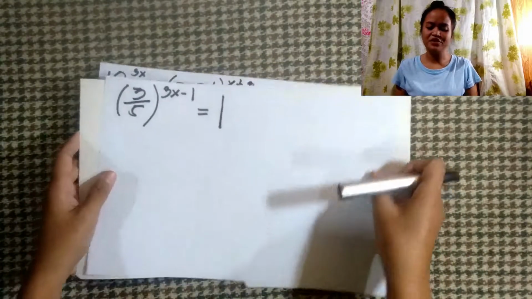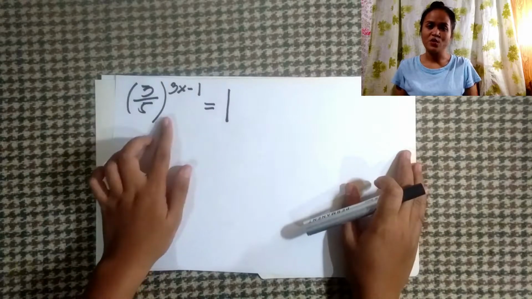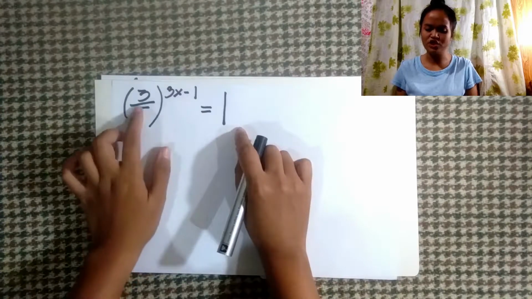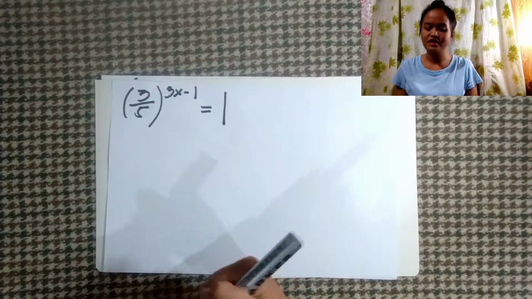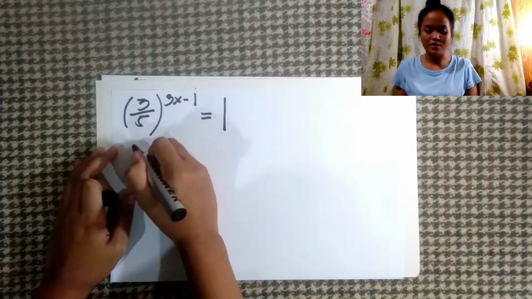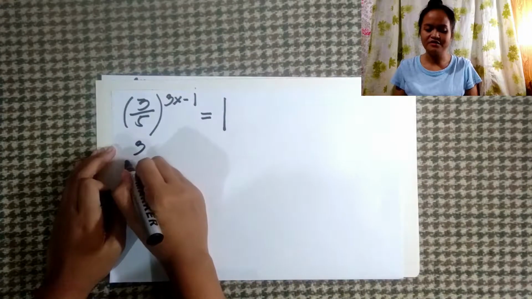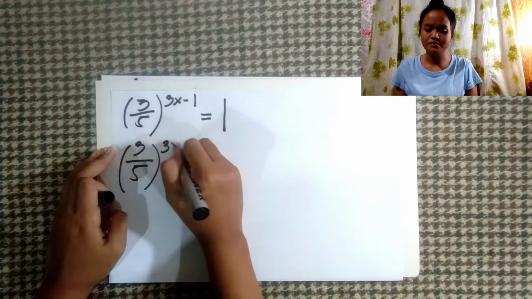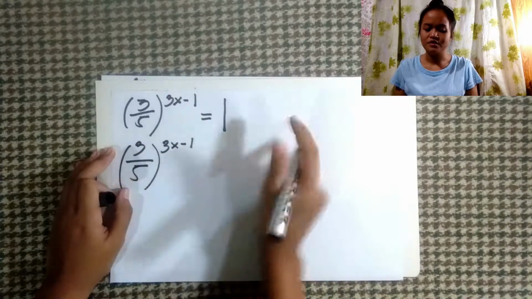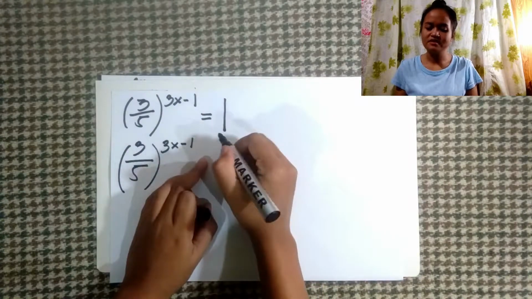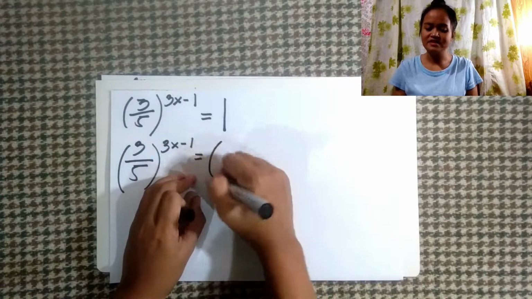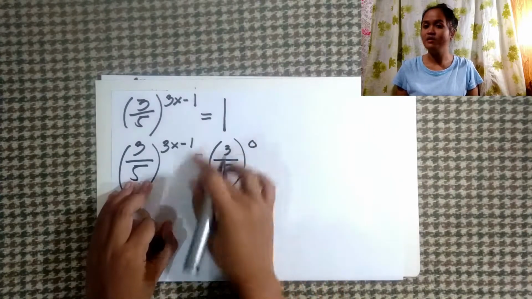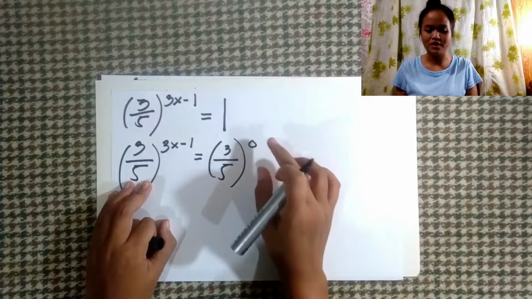So first example we have here (3/5) raised to 3x minus 1 equals 1. As we can see, we have here 1, which is not equal to 3/5. So what are we going to do now? To make the bases equal, we have to write 1 as (3/5) raised to 0, because any number raised to 0 is just equal to 1.